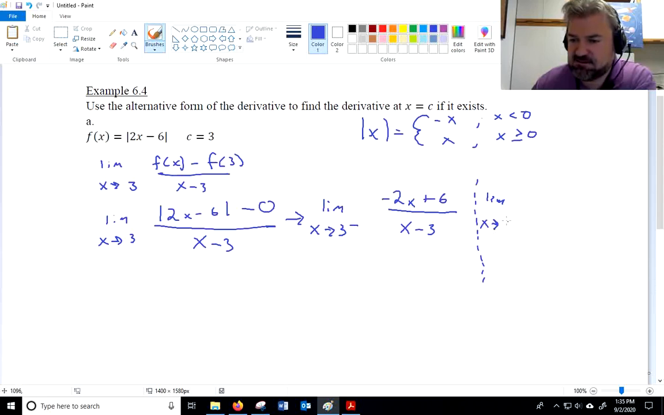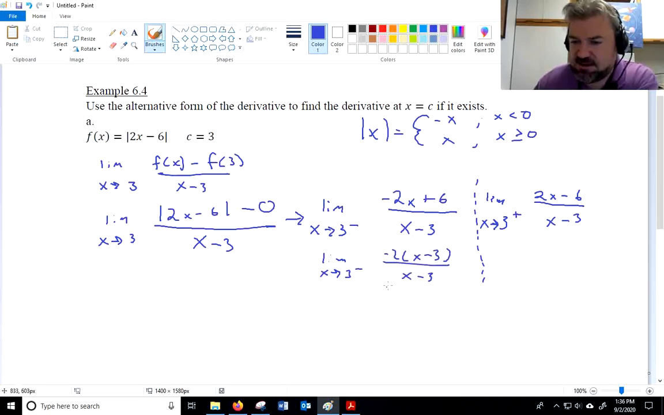Can't just plug in. Can't just do algebra because it's not a nicely behaved function. It's a piecewise. Absolute value is piecewise. The limit as x approaches 3 from the right would be 2x minus 6. You just take the positive, and then x minus 3. So this is going to factor to a negative 2 times x minus 3 all over x minus 3. And I get negative 2 when I cross this out. The limit as x approaches a value of a constant is simply that constant.